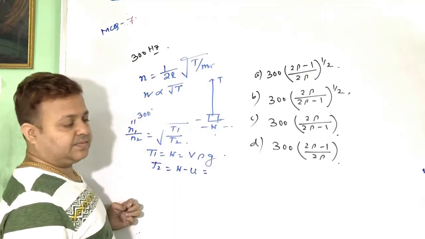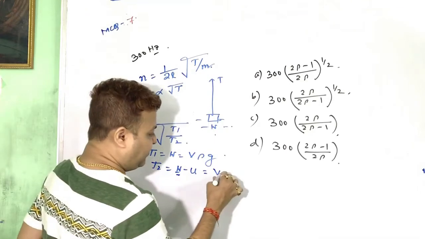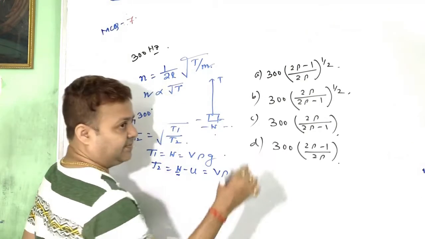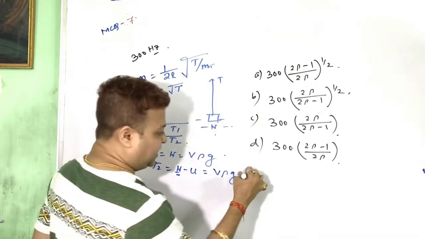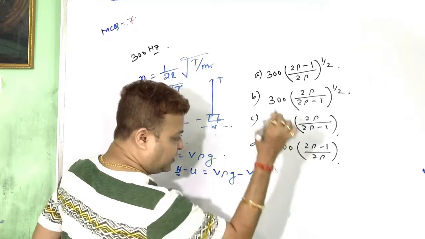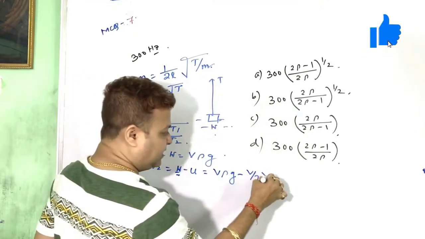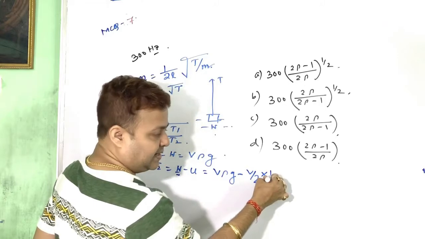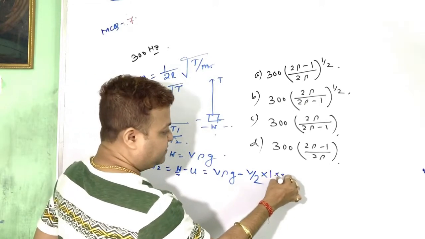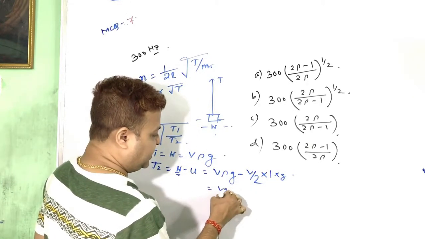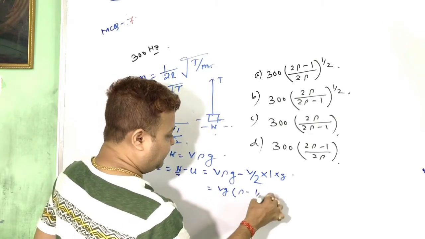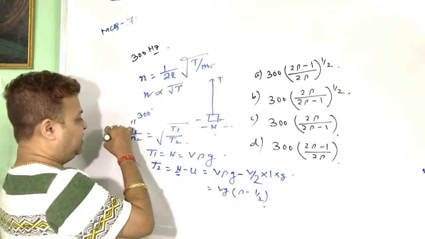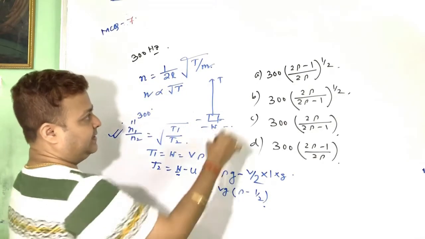Hydrostatics is done. What is weight? V rho g. Minus what is upthrust? Half of its volume is submerged, that is, the volume of the liquid displaced by the body is V by 2, into density of the water, which is 1, into g. So VG is common, rho minus half, and the answer is option C.